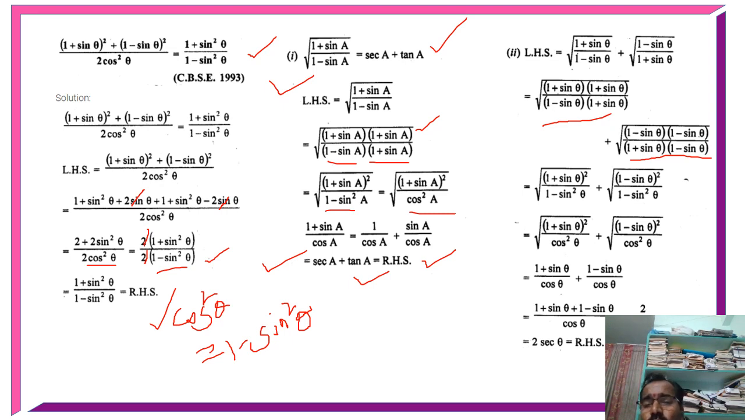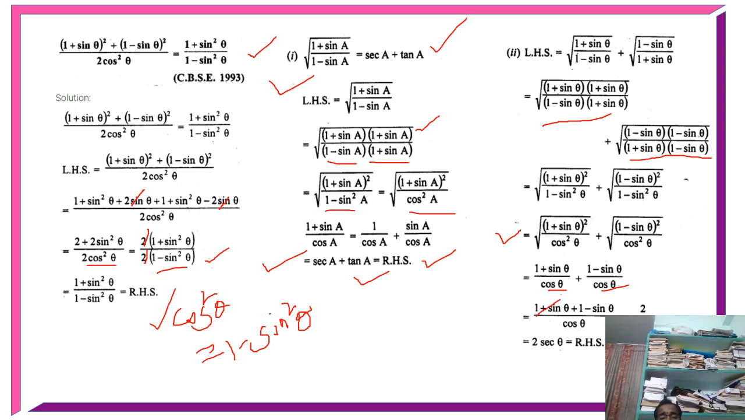we got root over (1 + sin θ)² by (1 − sin²θ) plus root over (1 − sin θ)² by (1 − sin²θ). By applying identities, we have root over (1 + sin θ)² by cos²θ plus root over (1 − sin θ)² by cos²θ. Remove the square root, we have (1 + sin θ)/cos θ plus (1 − sin θ)/cos θ. Take LCM, cos θ is the LCM here. So 1 + sin θ + 1 − sin θ.